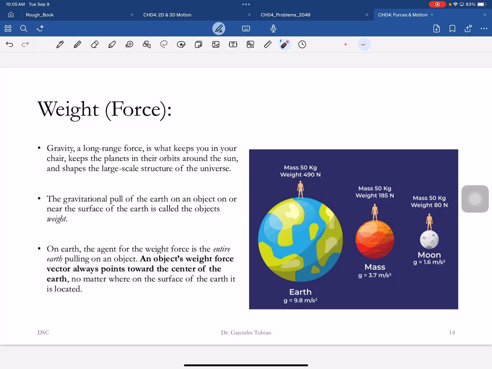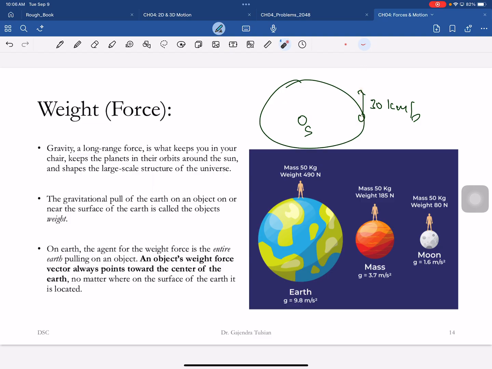Okay. So gravity is a long-range force, which is what keeps you in your chair, keeps the planets in orbits around the sun. So here's the sun, here's the Earth. The Earth is going at 30 kilometers a second around the sun. 30 kilometers is like from here to Palm Coast in a second. Okay, and why doesn't the Earth fly off?